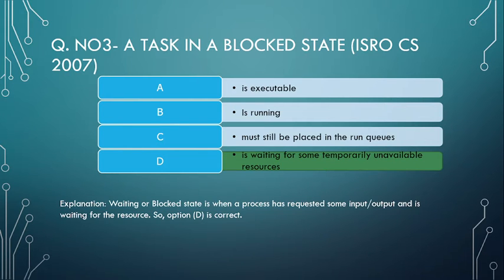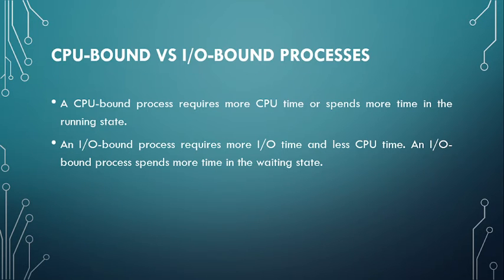That is the correct answer. Waiting or blocked state is when a process has requested some input or output and is waiting for the resources. So, option D is the correct answer.